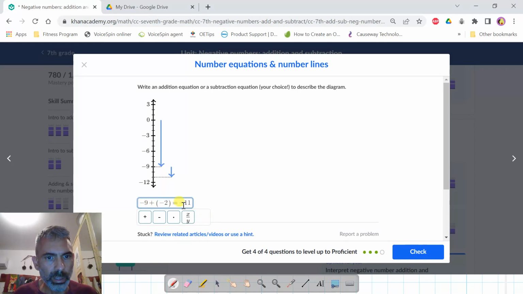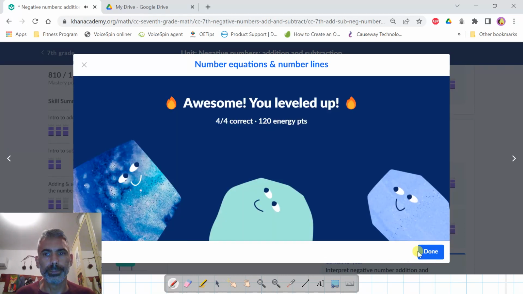So this is an addition, and we could also write it as minus 2, minus 9, minus 2, and we end up at the same number, minus 11. Good.